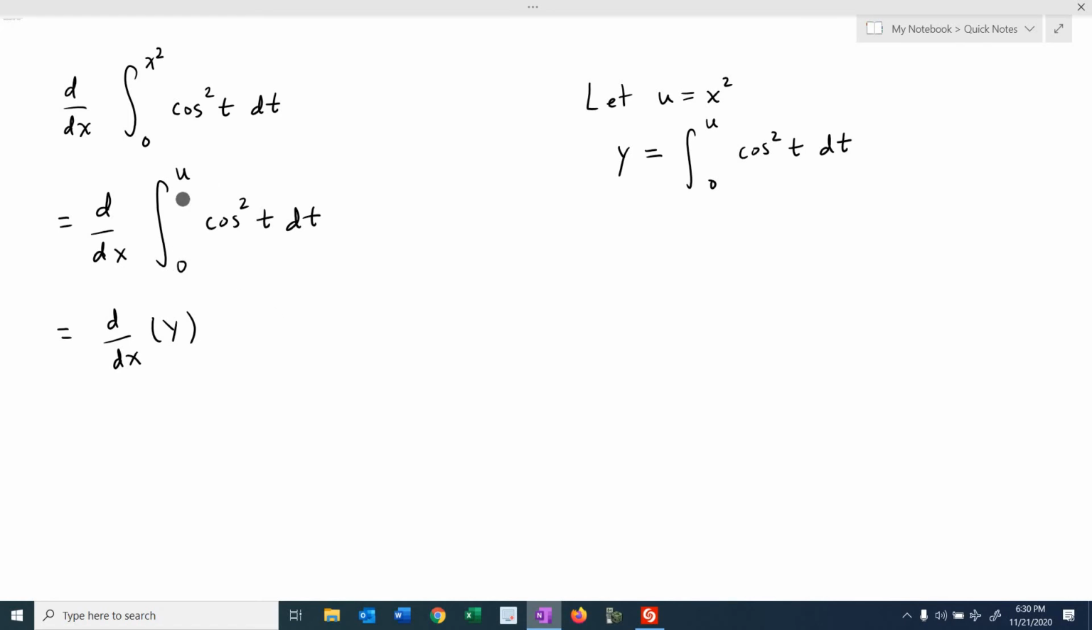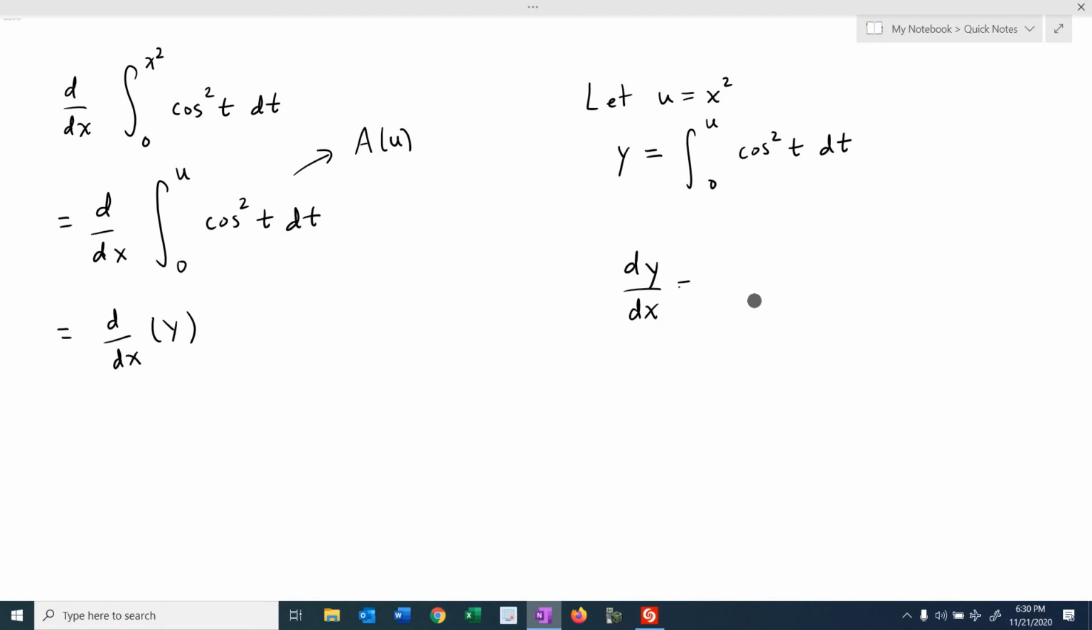Now, the issue that we're going to run into, though, is notice that this is now an area function, okay, because this upper limit is now just a variable. It's equal to u instead of x squared. This is an area function that depends on u, right? It depends on this upper limit. And we're wanting to take the derivative of it with respect to x. Okay, in order to do that, we're going to have to use the chain rule.